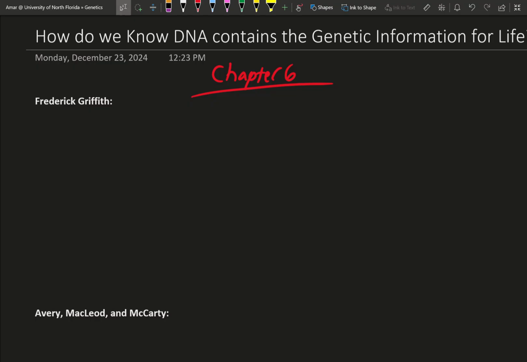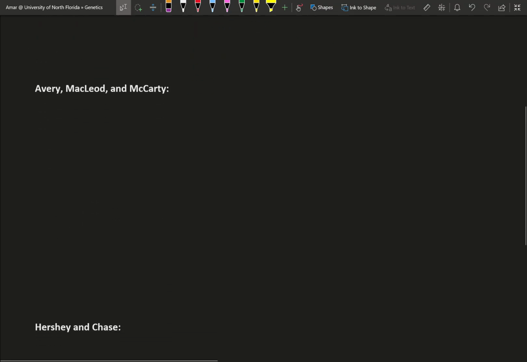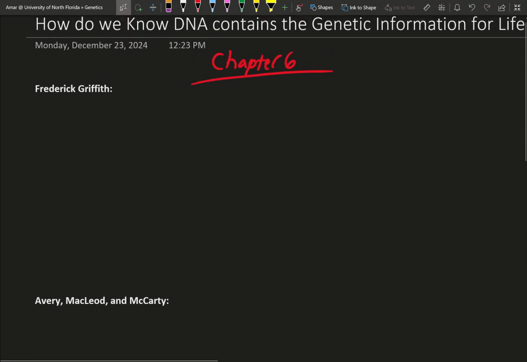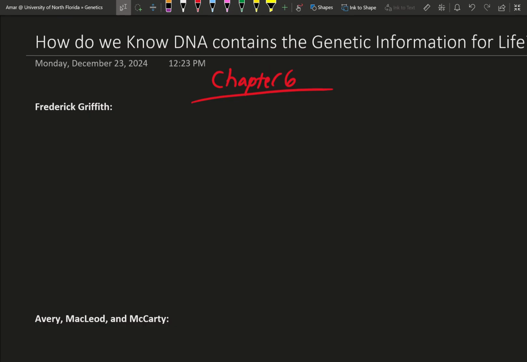A lot of hypotheses stated that proteins in these cells are responsible for passing along the genetic information from one individual to another. And these three people were the ones responsible for figuring out that DNA contains the genetic information that we need, especially nucleic acids.